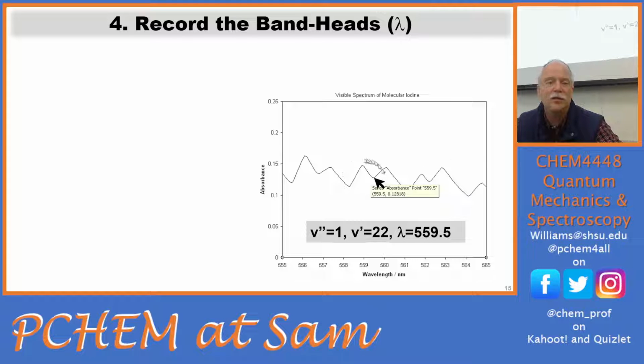We get 2 or 3 or 4 peaks on the screen, and then you can hover over that. When you hover over that, you get this 559.5. And so then that's the first one you can assign. That's the V1 to V prime 22, and that's the wavelength. So you would type that down.